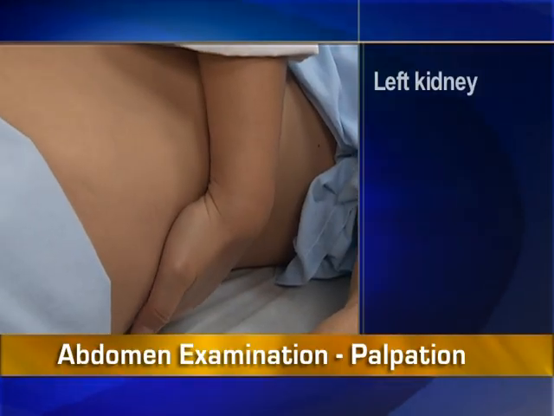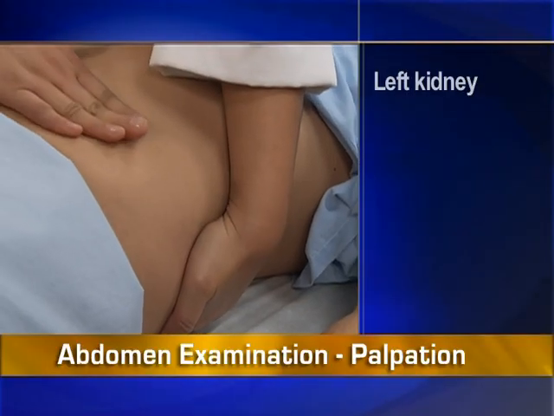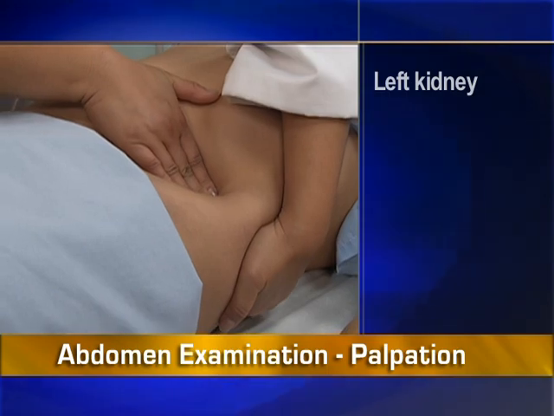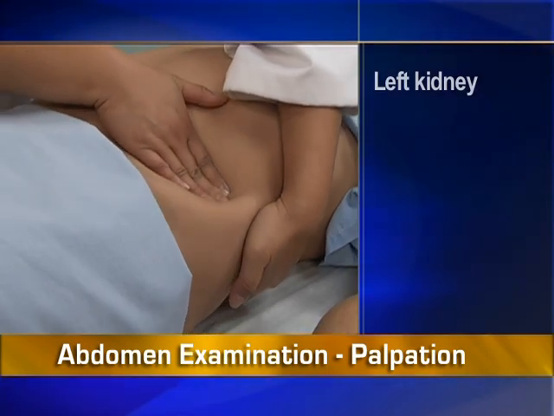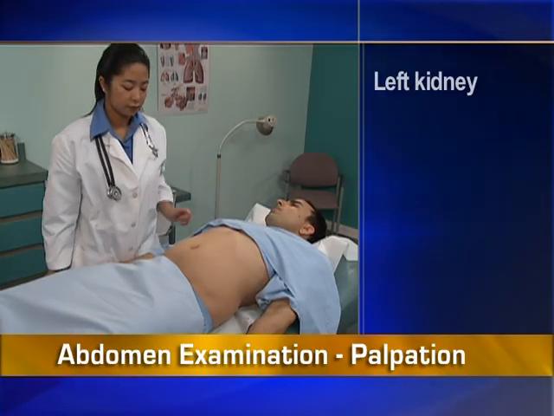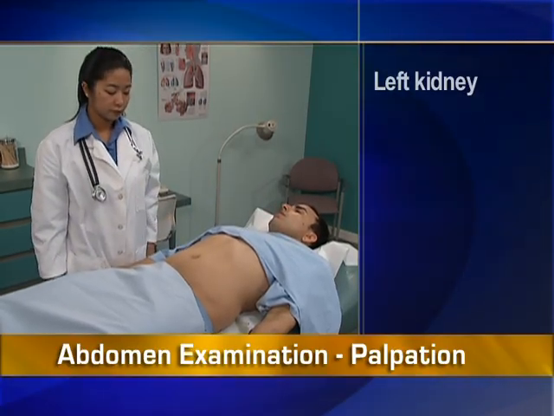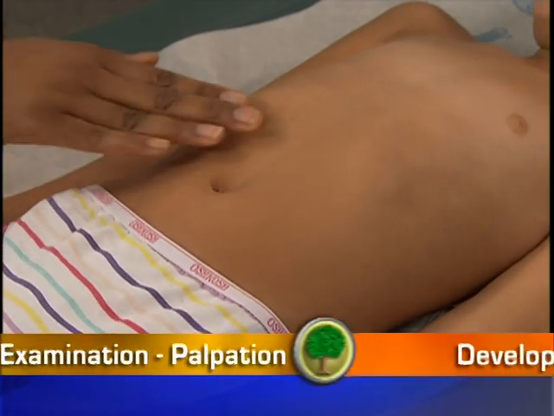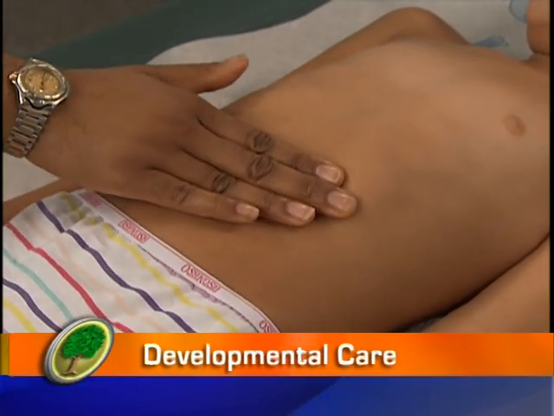Now let's examine the other side. For the left kidney, reach your left hand across the abdomen and behind the left flank for support. Then push your right hand deep into the abdomen and ask the person to breathe deeply. In adults, the left kidney should not be palpable. In young children, the edge of the kidneys, liver, and spleen are easily palpable.